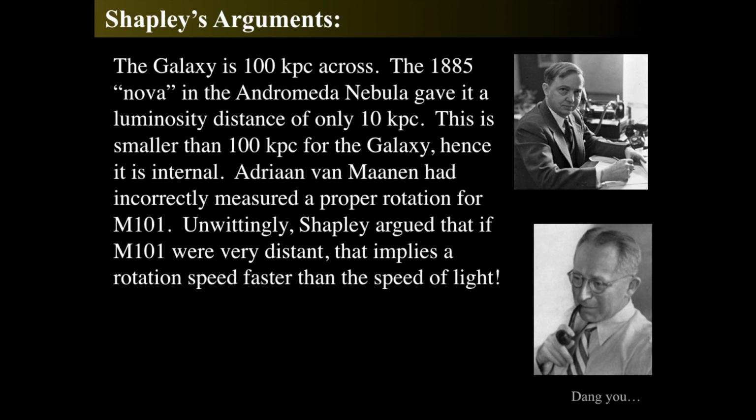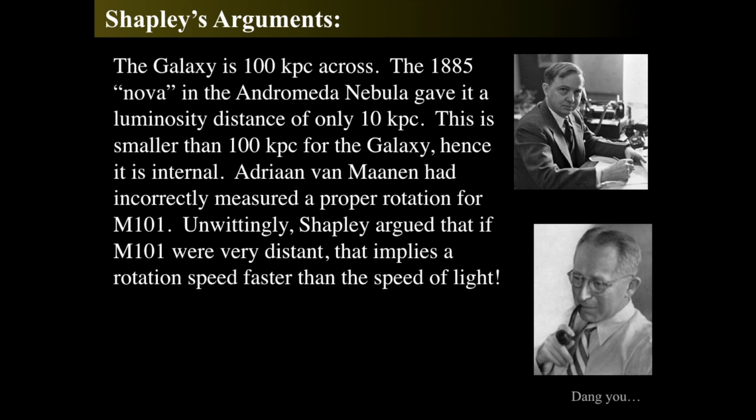All right, here's what Shapley said. Shapley said that the galaxy is about 300,000 light years across, and there was a nova in 1885 that gave a distance, because of a luminosity of only 10,000 parsecs. That's smaller than his idea for the size of the galaxy, and so therefore M31 had to be internal.